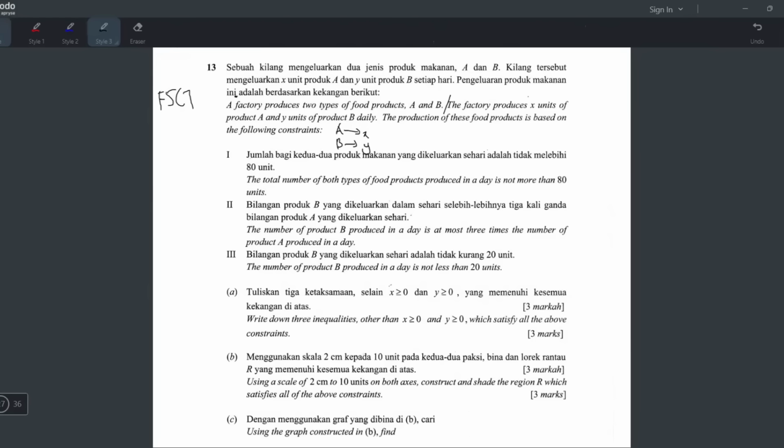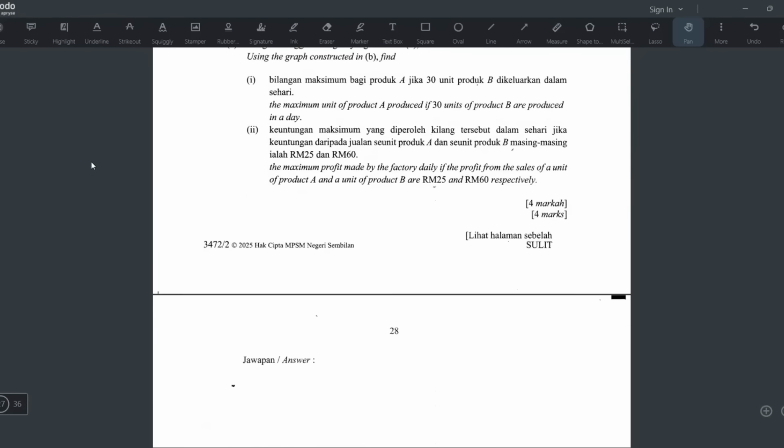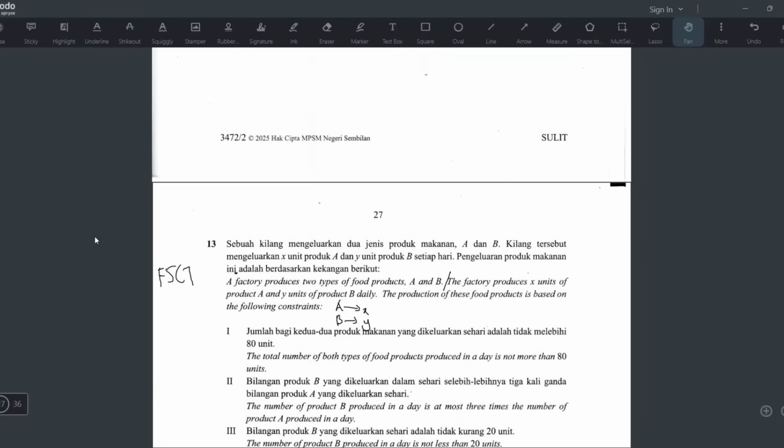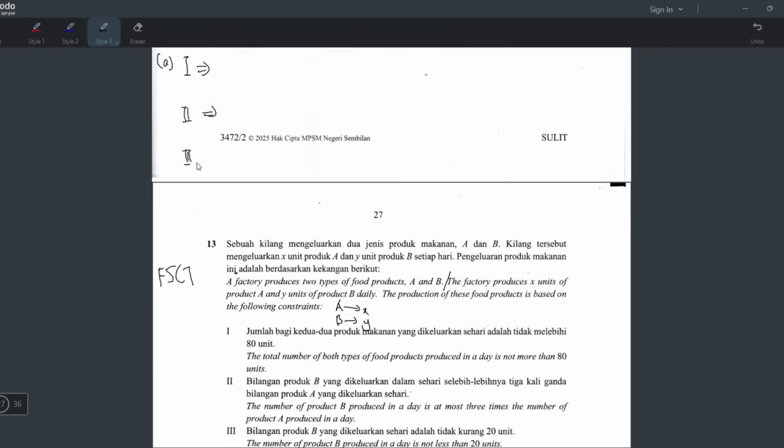Okay, for my part A, I will just do it up here. We have the first inequality, and then later write the second one here, and then write the third one here. The first one: total number of both types of food produced in a day is not more than 80. So x plus y is smaller or equal to 80. Yeah, they want the total, right? So x plus y. One more thing: if your y is already positive on the left side, I will not move anything. I will just leave it like that.